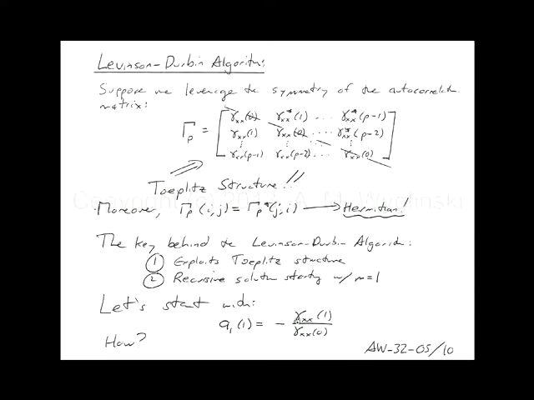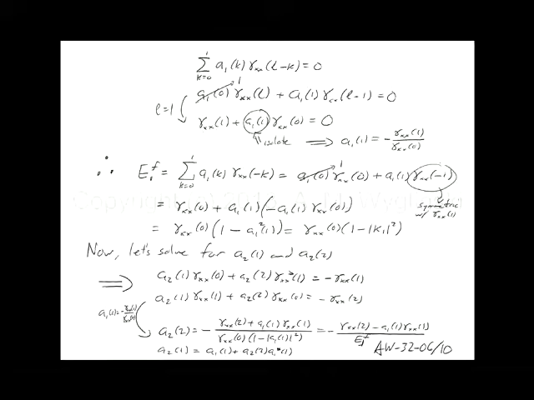It turns out that that's going to be equal to minus gamma xx(1) over gamma xx(0). That's cool. How do we get that? The way we got that is we took the first equation, and we kept it really, really simple. We said, let's only look at the k equals 0 and k equals 1 case. So we got two terms. This is equal to 0.